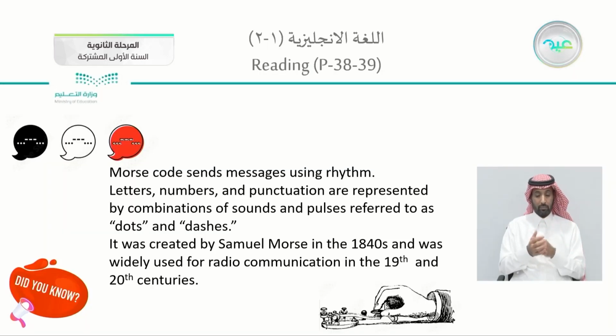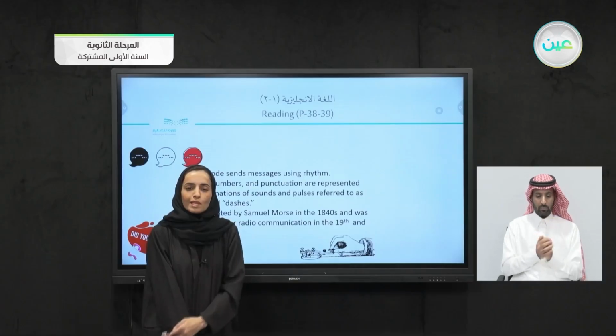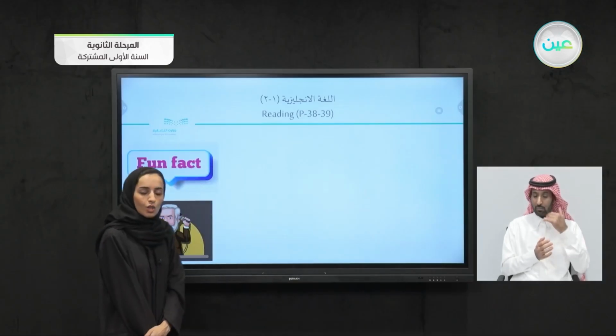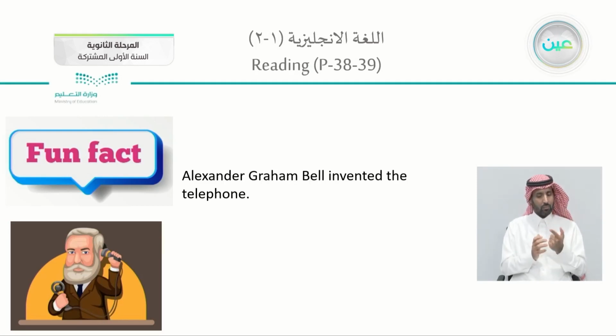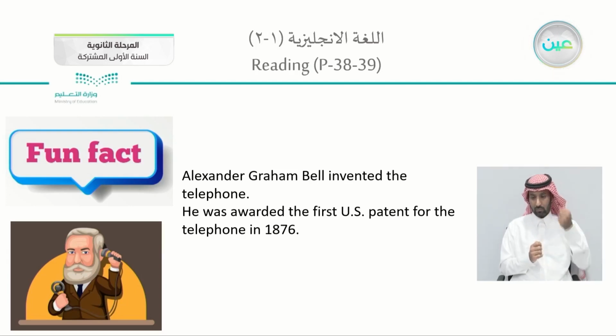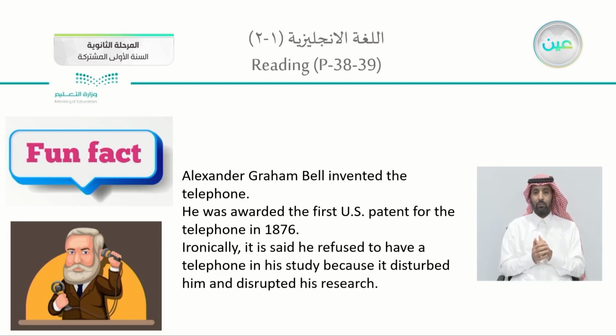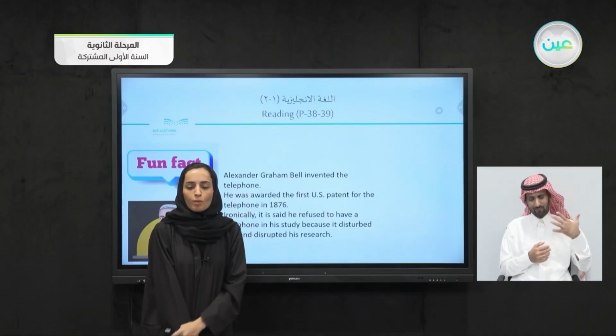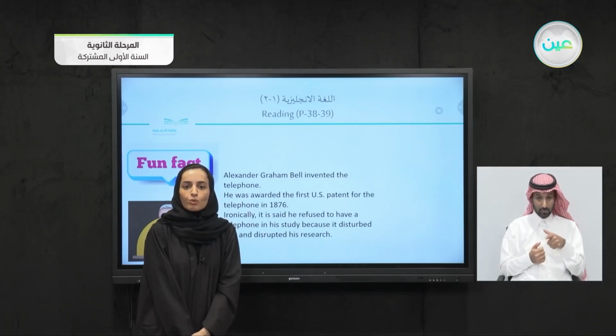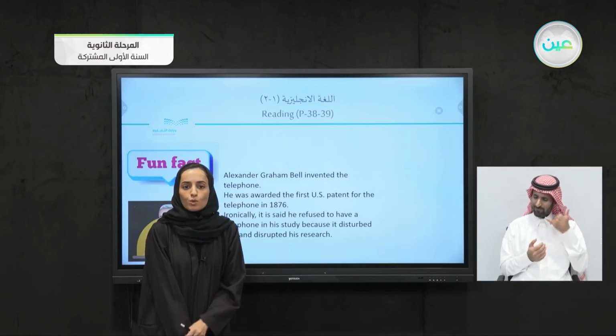How about the other one, which you are more familiar with, which is the telephone. Who invented the telephone? He is Alexander Graham Bell. He was the inventor of the telephone. He was awarded the first US patent for the telephone in 1879, so in the 19th century. Also, ironically, it has been said that he refused to have a telephone in his study because it disturbed him and disturbed his research. So he invented it, however, he didn't use it because he said it was disturbing for him. What do you think? How do you think he would react if he had a cell phone nowadays? Maybe he won't use it anymore.